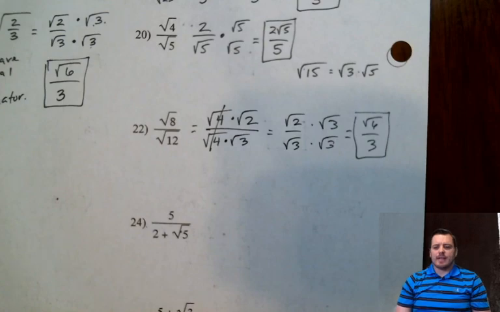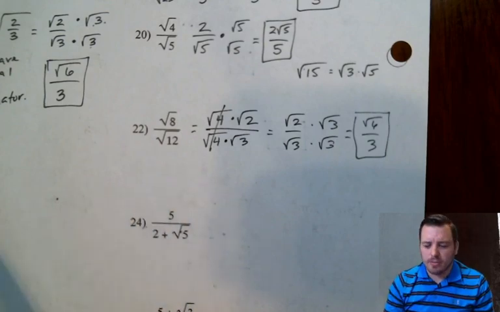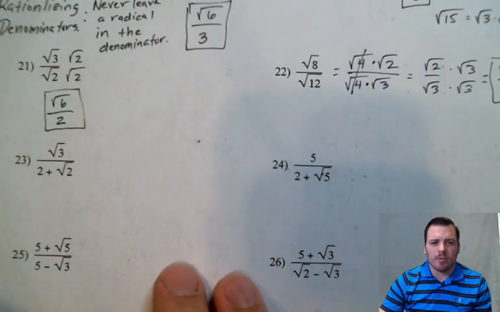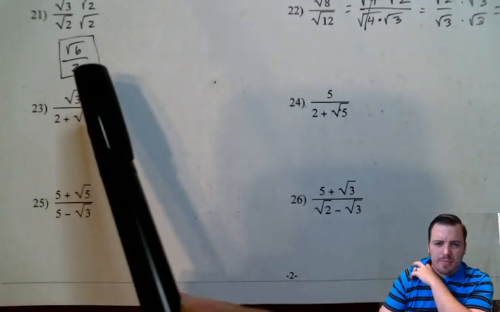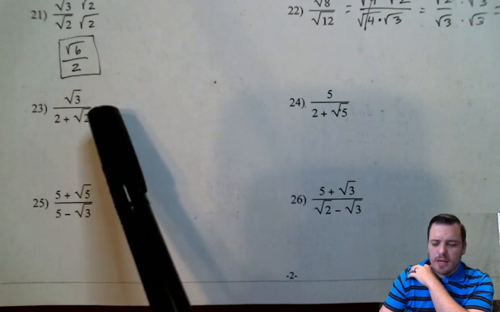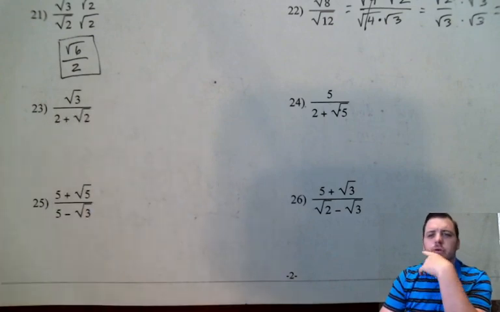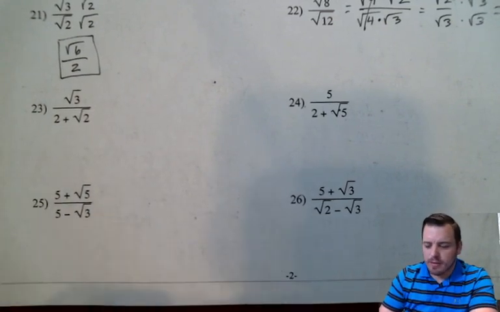All right, that completes all the monomials. Now let's come down here to a binomial, okay? So almost done, guys. Hang with me. Thanks for being patient with me today. Radical 3 over 2 plus radical 2. So that would, guys, be right here.